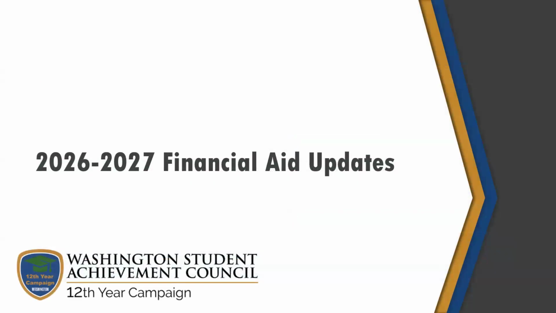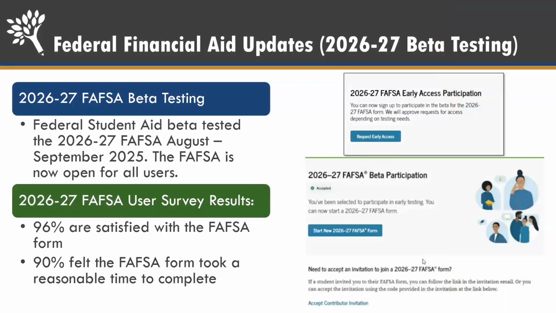So we have some financial aid updates for this upcoming year. And spoilers, it means the application is going to be easier. Federal Student Aid beta tested the 26-27 FAFSA in August and September, and they just finished their beta testing, and the application's open to anybody who wants to apply a week early.